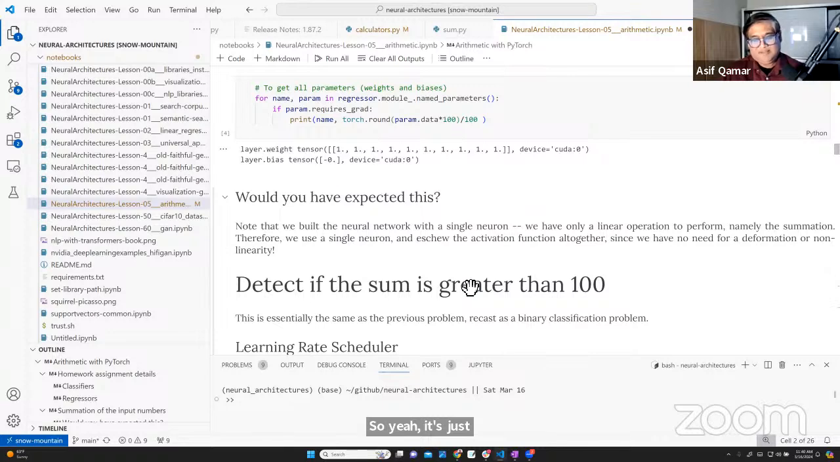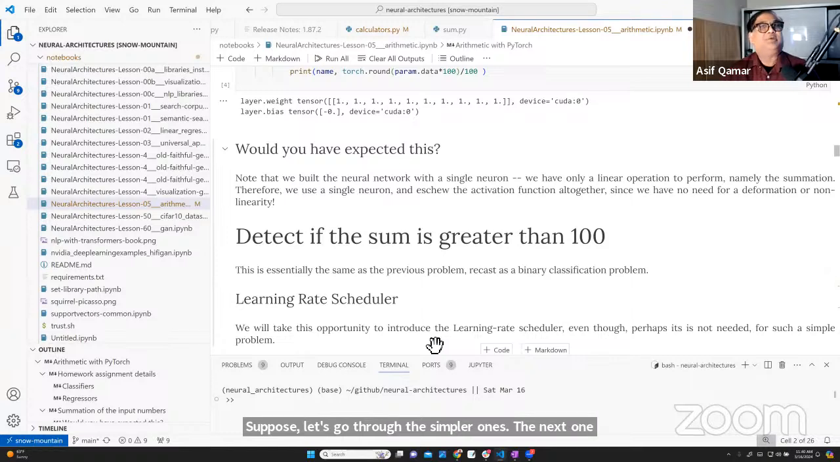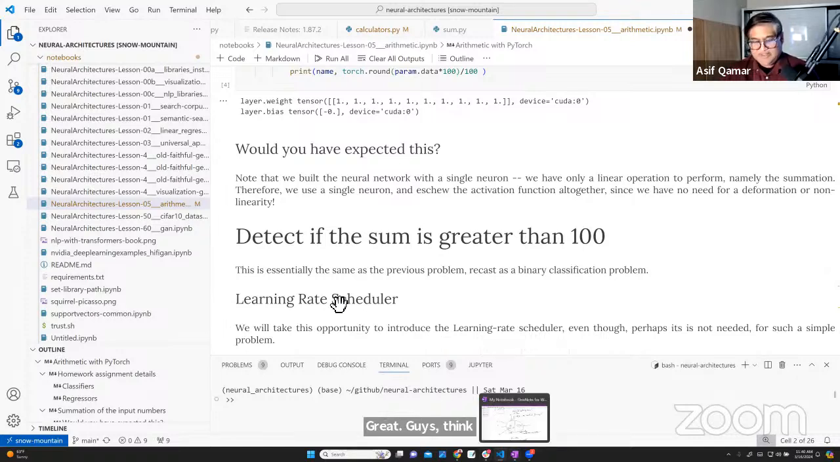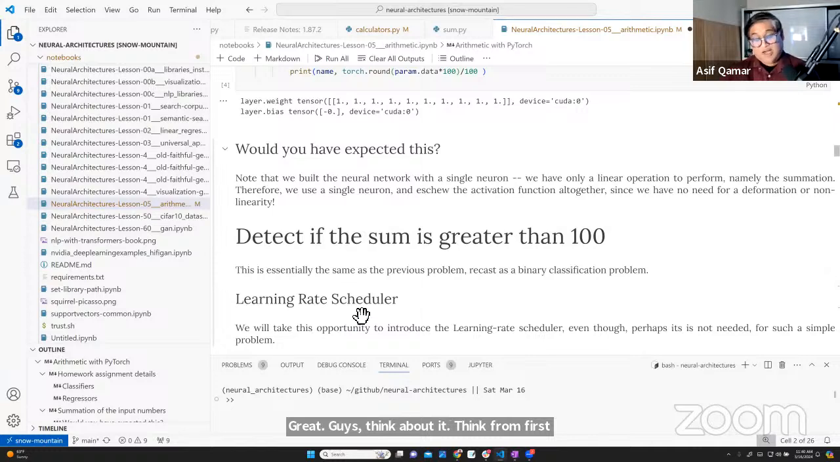It learns. So now I'll ask you this question. Suppose, let's go through the simpler ones. The next one is to detect if the sum is greater than 100. Right? Guys, think about it. Think from first principles. This one looks hard, right? You have to find the sum, then determine whether it's greater than 100. How many layers do you think this one needs?